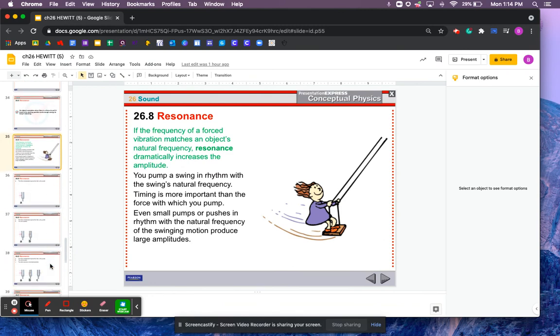So resonance. If a frequency is forced and it matches an object's natural frequency, then resonance is going to occur. For example, if you're swinging on a swing and you pump your legs at the perfect frequency, at the perfect rate, then you're going to resonate and that swing is going to swing further and further and further up. Just because you swing your feet doesn't mean that you're going to swing higher and higher. You have to match the natural frequency of the swing itself. That's what resonance is, when you match that frequency to force a vibration onto an object, then it's going to resonate.